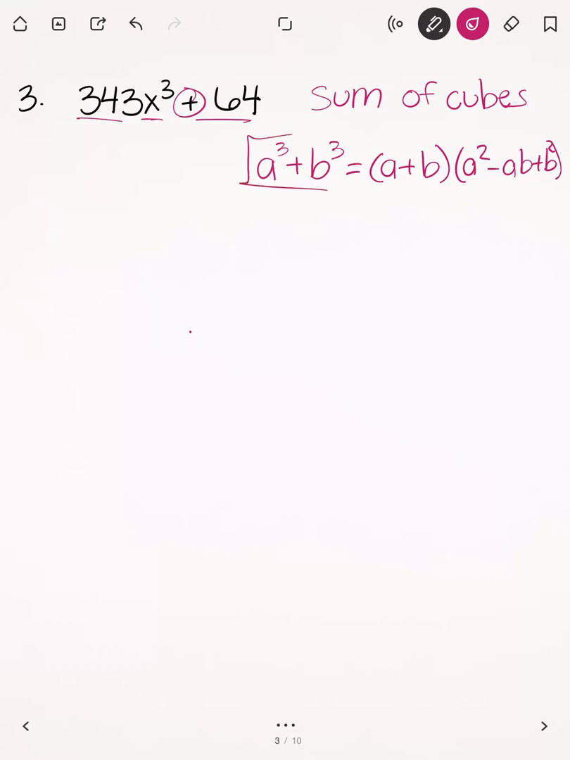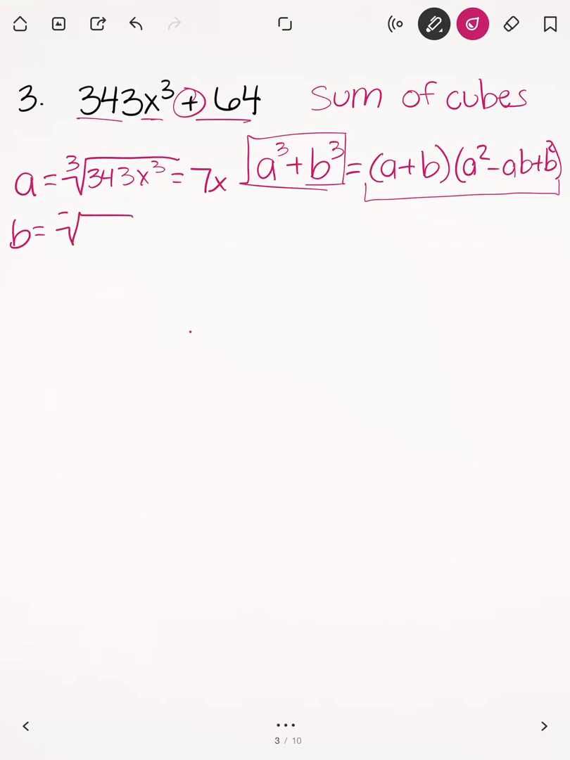So right now, this is what I have. I have two things being cubed. I want to factor it to this. So I need to identify my a and my b. Well, to get a, I take the cube root of 343x cubed. So I need to think of what number and variable I can multiply by itself 3 times to get 343x cubed. That number is 7. Then I need to take the cube root of 64, and I think to myself, what number can I multiply by itself 3 times to get 64? That number is 4.